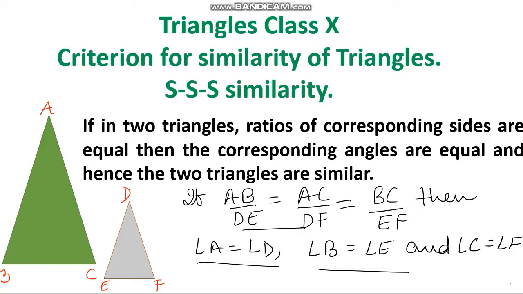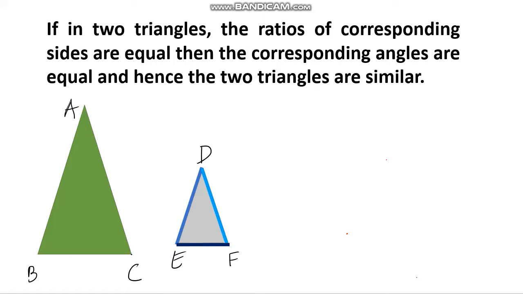Children, in the previous AAA similarity, we have shown that if angles of one triangle are equal to the corresponding angles of the other triangle, then the triangles are similar. Here we have to prove that if the corresponding sides are proportional, then the triangles are similar. That means either the corresponding sides are proportional or the angles are equal, the two triangles will be similar. So let us see how we can prove this. Now children, let us see how we can do this.